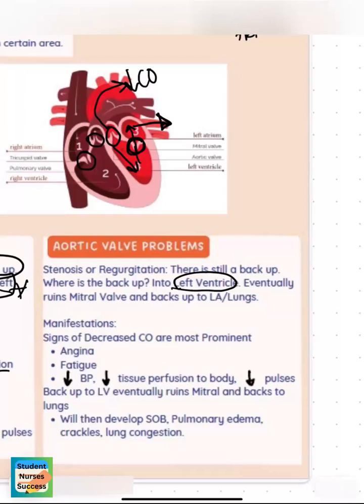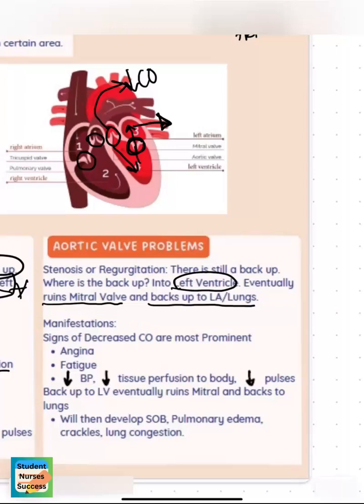Eventually, that left ventricle gets too full and it starts to put pressure on the mitral valve. And that increased blood and pressure on that mitral valve will eventually ruin the mitral valve. So, patients with aortic valve problems eventually develop mitral valve problems because the backup into the left ventricle will ruin that mitral valve. And then once that mitral valve is ruined, we start to see a backup into the left atrium and the lungs.